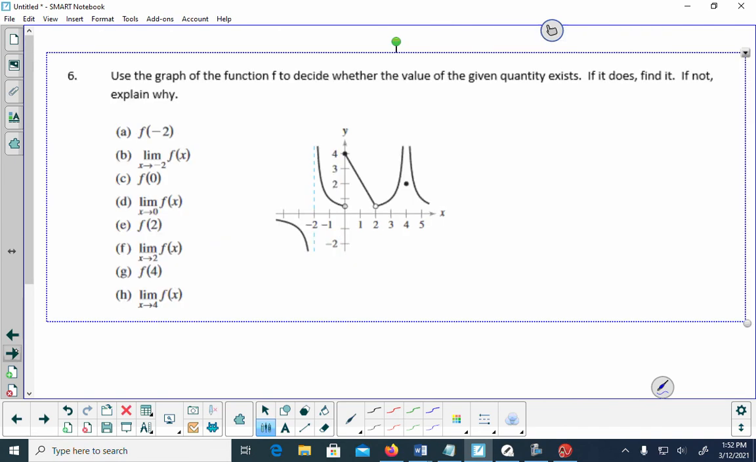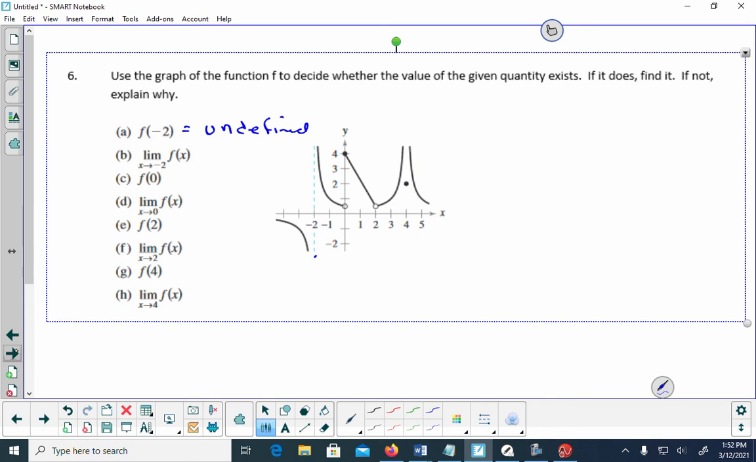Number 6 says use the graph of the function to decide whether the value of the given exists. If it does, find it. If not, explain why. So the first one is f of -2. So this is asking me to evaluate the function at -2. Well, when I go to -2, I have that dashed line. That's an asymptote, which means at -2, my function is undefined. Not does not exist, it is undefined, completely different.